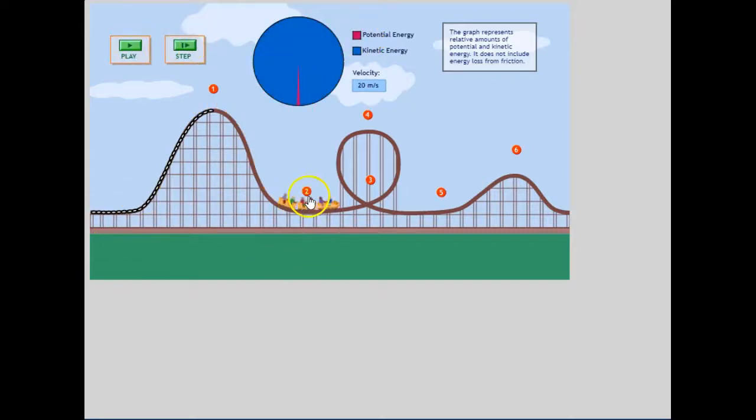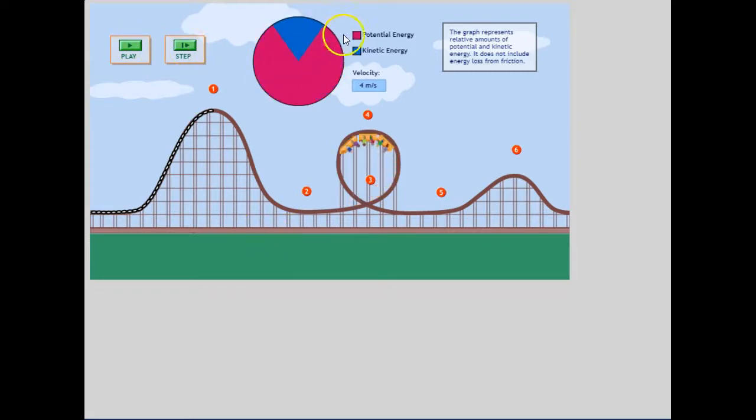Once the roller coaster slides down the hill to point number 2, we can see the roller coaster is still a little bit above the ground, so it still has a tiny sliver of potential energy, but the rest of its movement is energy, kinetic energy. Step 3, the roller coaster is about to enter the loop. A little higher up, so we see the potential energy growing right here. And mostly, though, still at this point, kinetic energy.